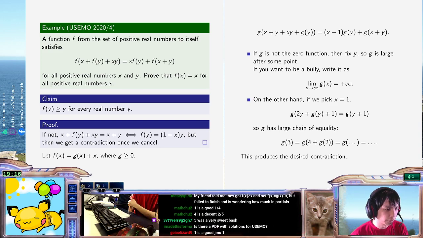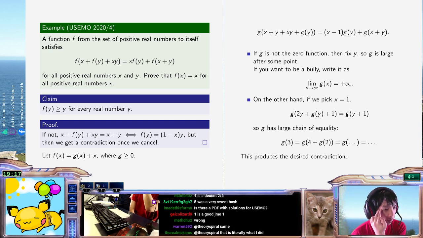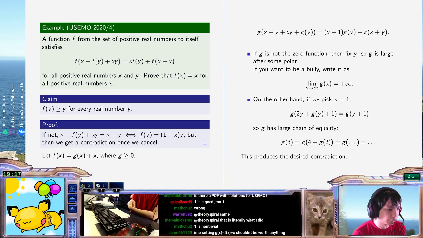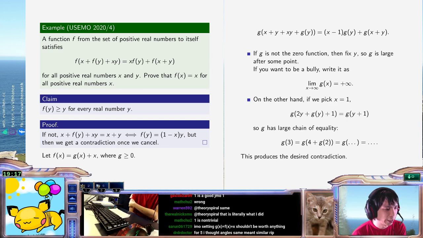Is there a PDF with solutions? There will be eventually. I don't usually post that packet until after the contest ends because I want to work in new solutions, but I post things on the forums in the meantime.